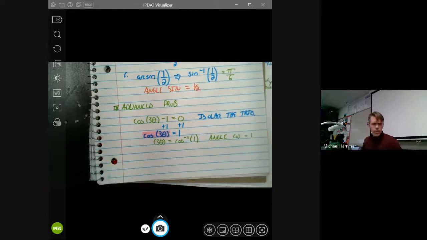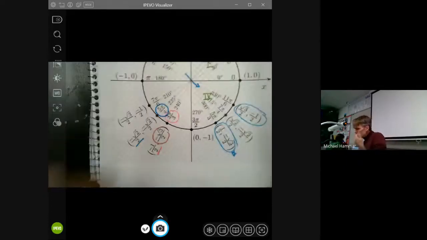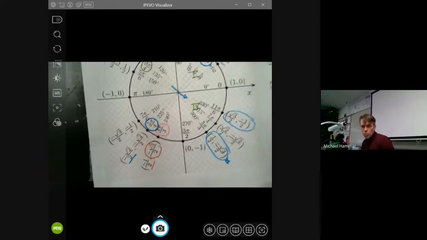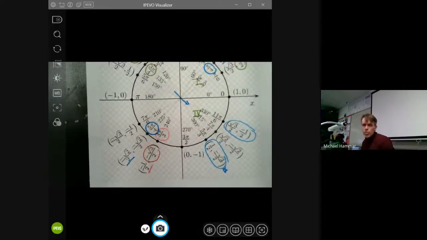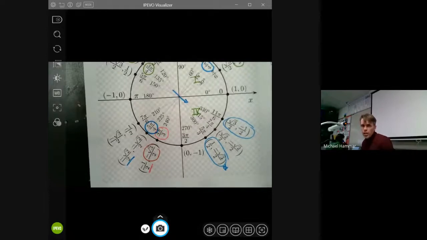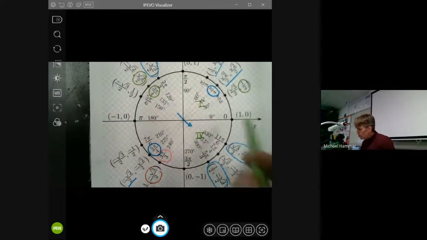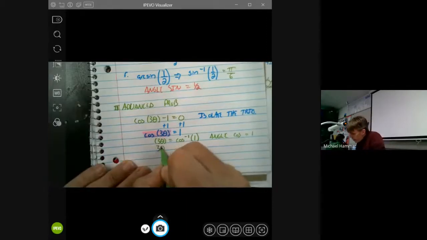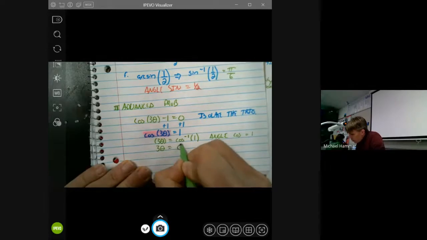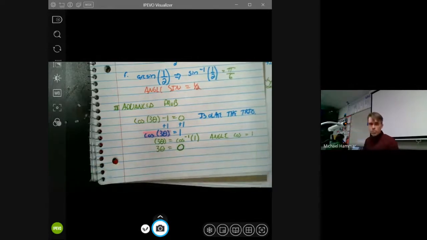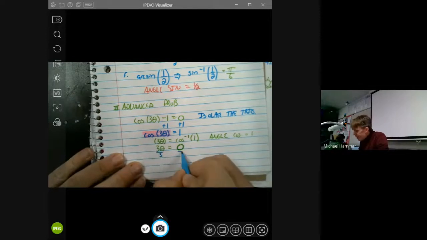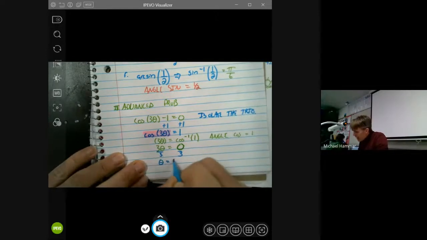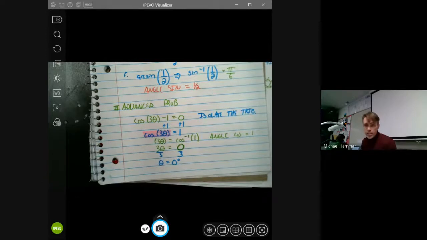So we need to go to our unit circle. Remember, cosine is equal to the x coordinate of the point. So the only one that has an x coordinate of 1 is at 0. So we have 3 times theta, and the only angle is 0. Well, how do we figure out what theta is? We divide by 3. So theta is actually equal to 0 degrees in this problem.